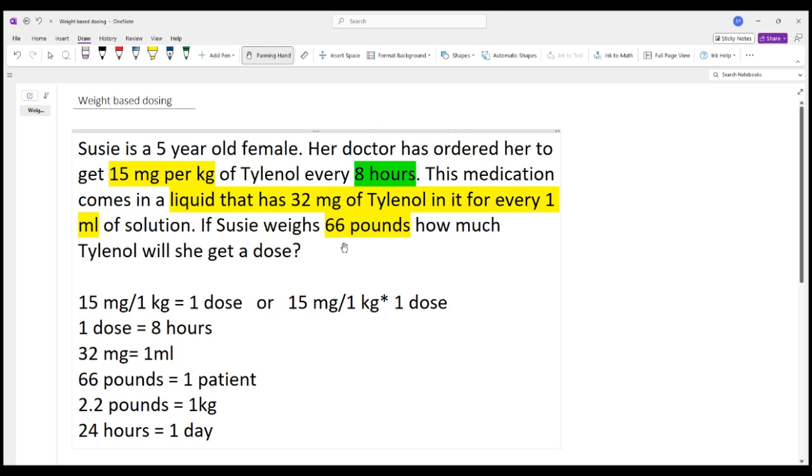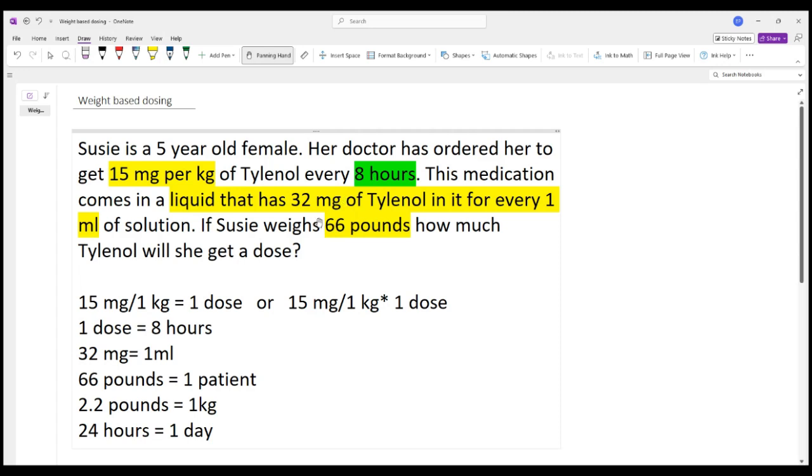Anyways, we're going to keep moving on. So Susie, she's getting Tylenol every 8 hours, right? Now, if the question's asking how much Tylenol she's getting per day, I absolutely care about that. But if the question's asking how much Tylenol she's getting per dose, I could care less. I don't care if she's getting this medicine every hour. That's not going to affect how much medicine I'm giving her per dose.